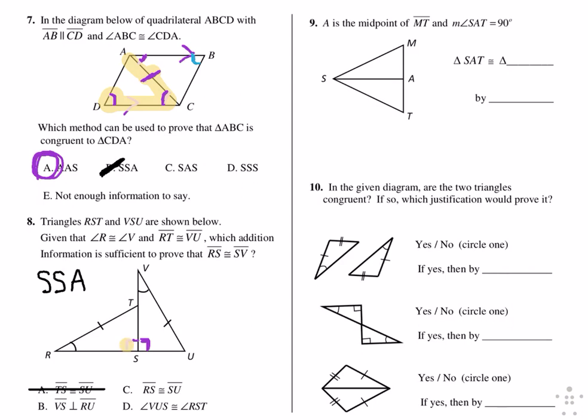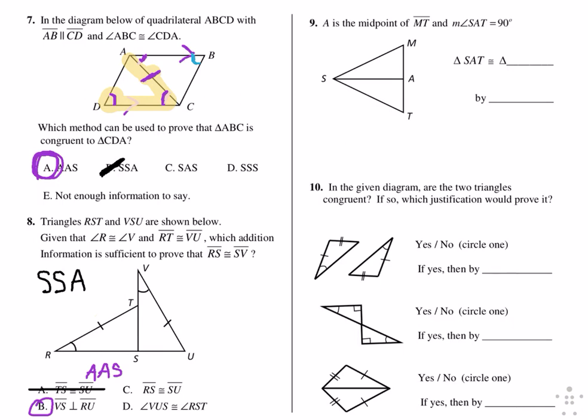So then we would start right here at an angle, and we go down this way, we see another angle, and then we go across and we see a side. So then you would ask yourself, is that a postulate? Angle, angle, side. Yes, that is. So B would be the correct answer. Let's look at C, just so that we can go through all the answer choices. So C says RS is congruent to SU.